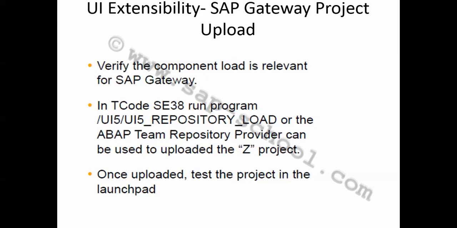When our extension project is complete, first of all, we have to verify that our component load URL is correct for our SAP Gateway system in our component.js file. Then we can use the program which is my UI5 repository load to upload the project, or if we are using the Eclipse, we can also use the ABAP team repository provider. Once our project is uploaded, we can configure it in the Launchpad and verify that it works as desired.